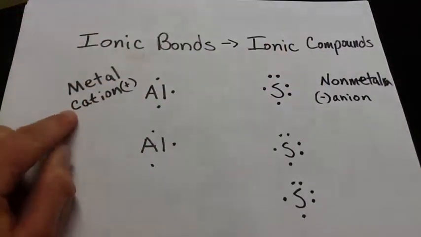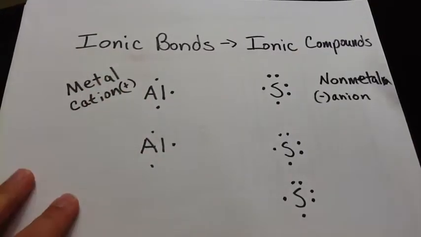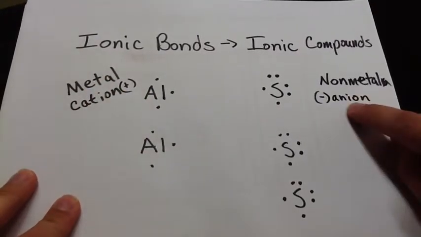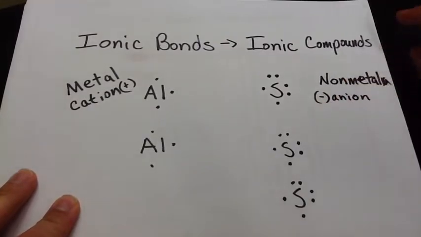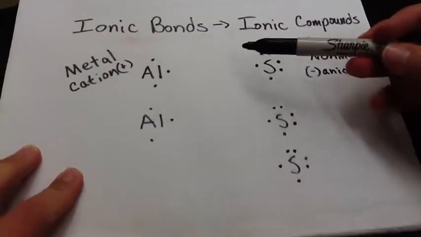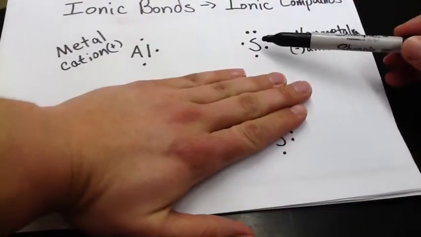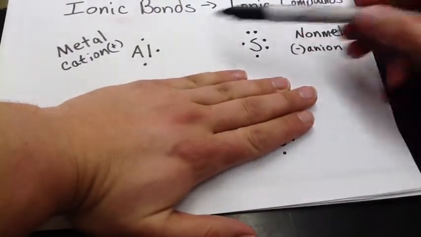And then our metal is going to be a cation, meaning it's going to have a positive charge, and our non-metal is going to be the anion, which is a negative charge. Because in all ionic compounds you have to have a metal and a non-metal. So in my example here, we have aluminum and sulfur, okay? So we're going to make these bond.